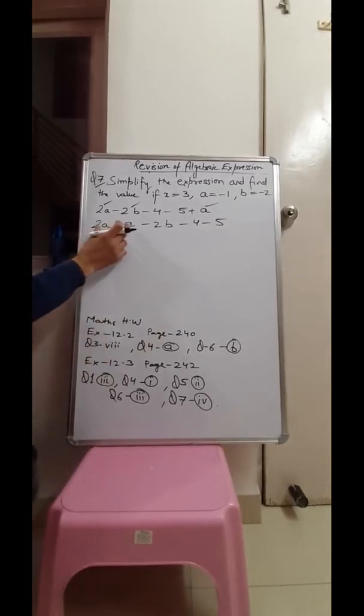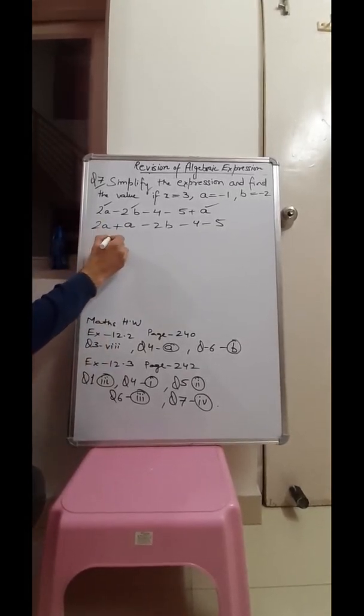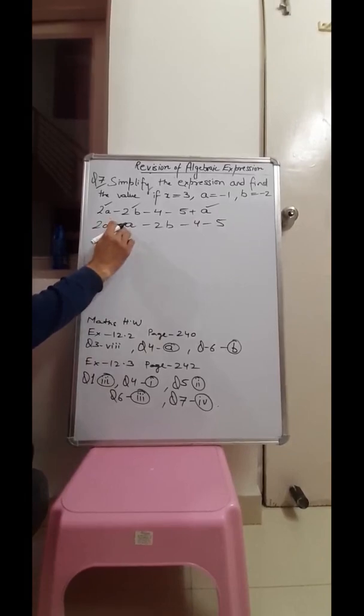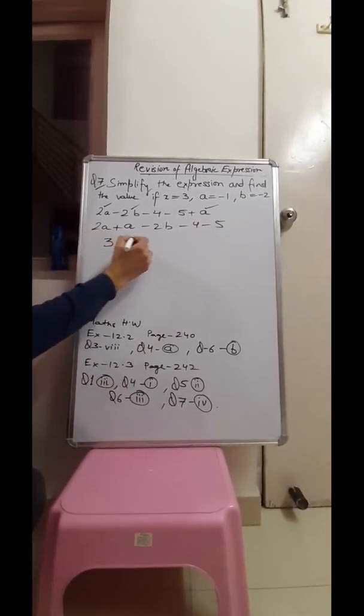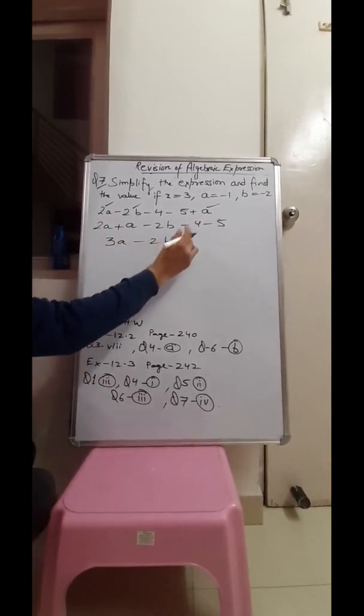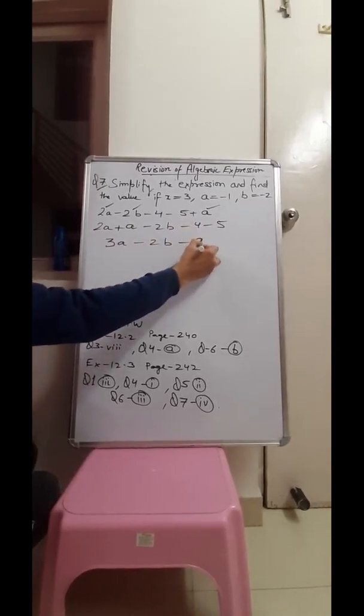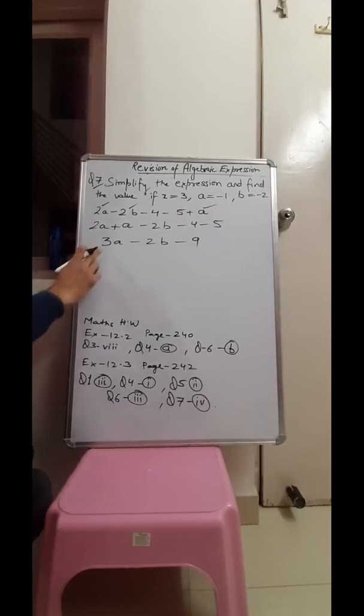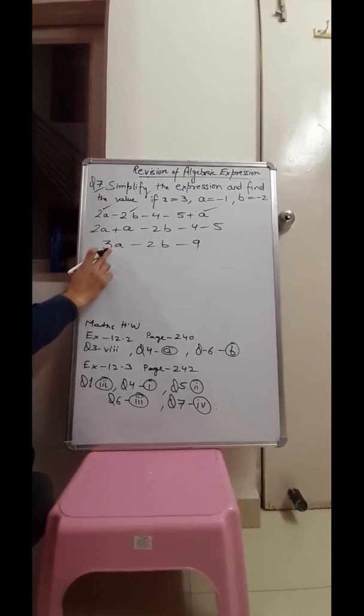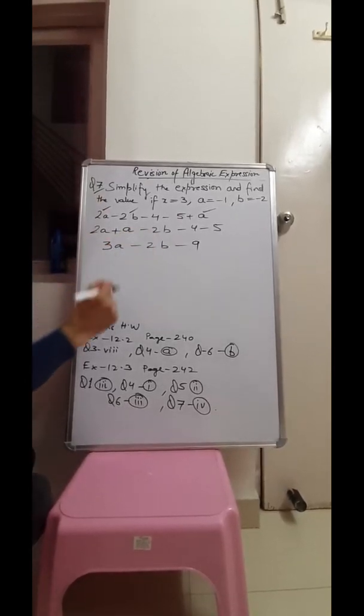So 2a plus a gives you 3a, because here it is 1 plus 2 gives you 3. 3a minus 2b will come as it is, and minus 4 minus 5 will come as minus 9. So now we have solved the expression, that is 3a minus 2b minus 9.